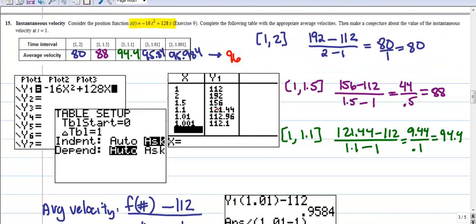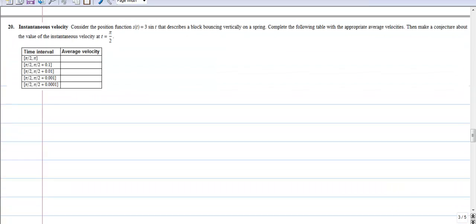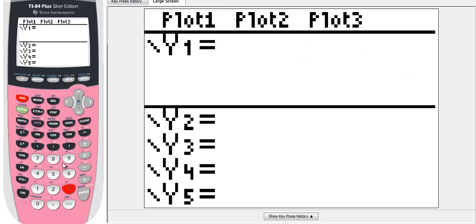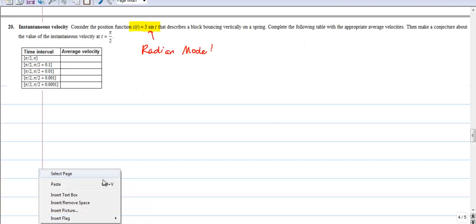So a lot of these, it's more about the calculator tricks. Otherwise, it could take like a year and a half to do, by hand especially. The next one's a little weird because it's got the trig function. So the first thing is you need to be in radian mode. So we've got 3 sine of t. Before I do that, let me hit my mode button. I'm in radian mode.